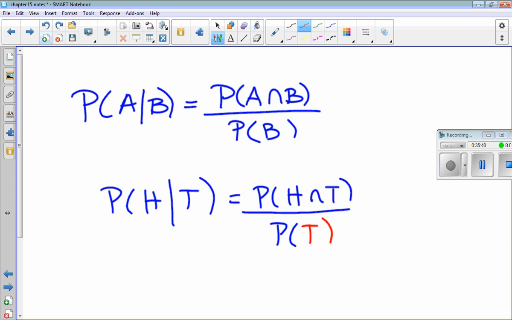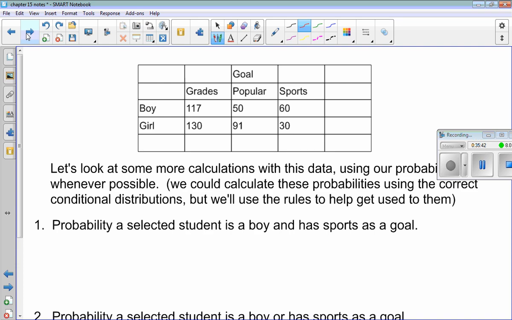Okay? So let's look at a situation. Let's go back to our boy-girl totals here. All right, and I have to put my totals back. So we have 247, 141, 90, 478, 51 and 227. No, that is the other way around.